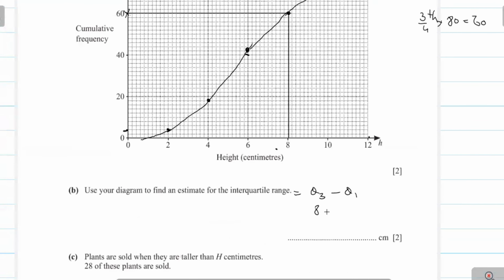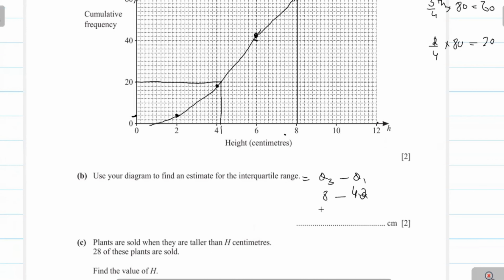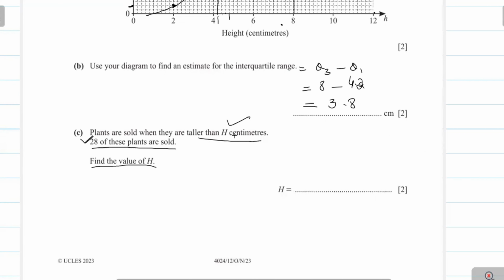We write 8 centimeter minus Q1. Q1 is the 25th percentile, and that is 1/4 of 80, and this is the 20th plant height. Now the 20th plant height you see here is 4.2. And the difference is 3.8 and this is the interquartile range.